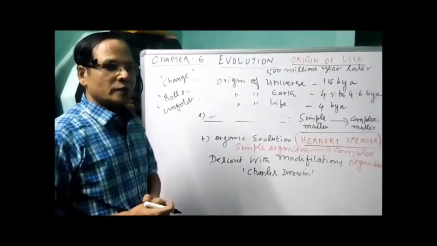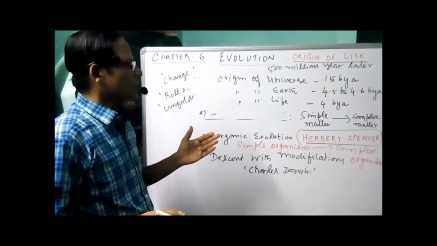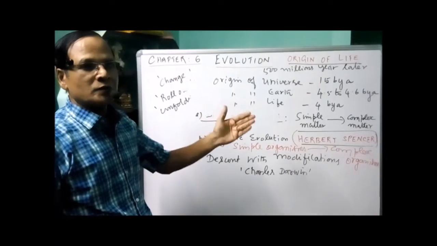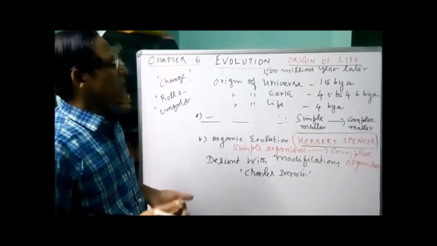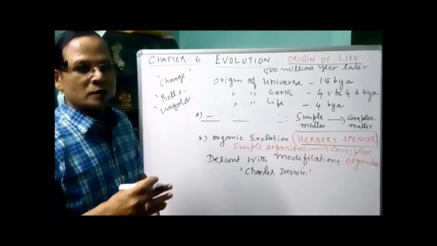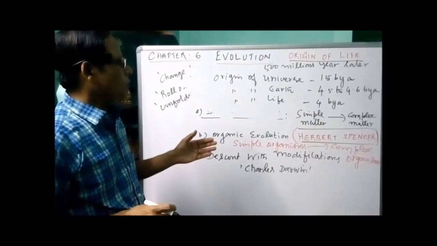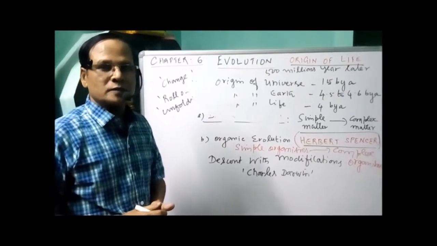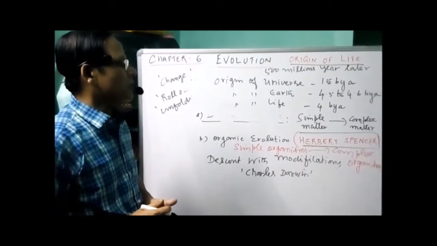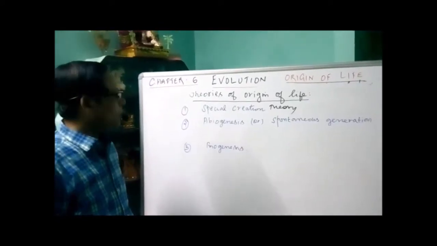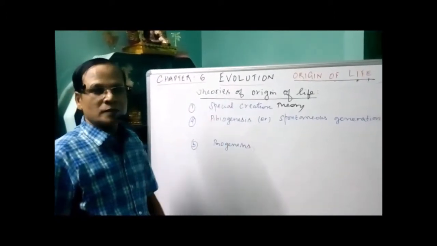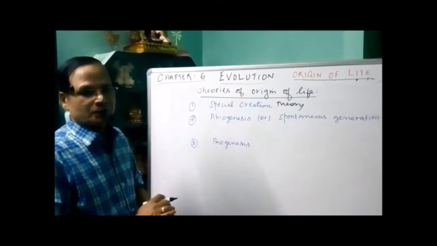Now we have to consider the first topic under evolution. How did life come onto this Earth? That is the origin of life. Various theories have been proposed to explain the origin of life. One by one we can see what the various theories are. Number one, special creation theory or theory of superstition.